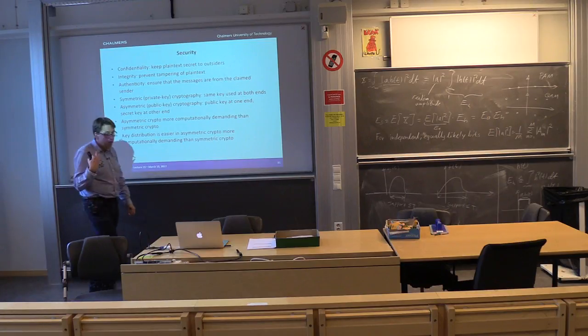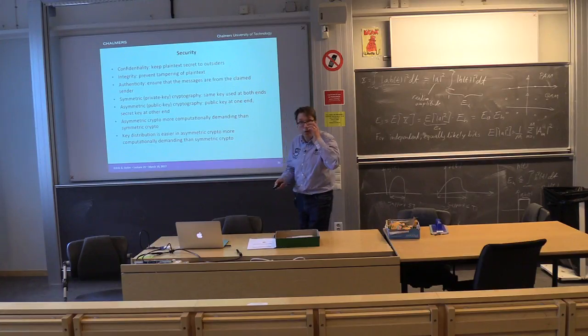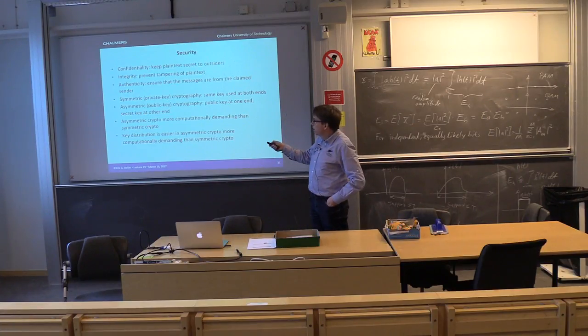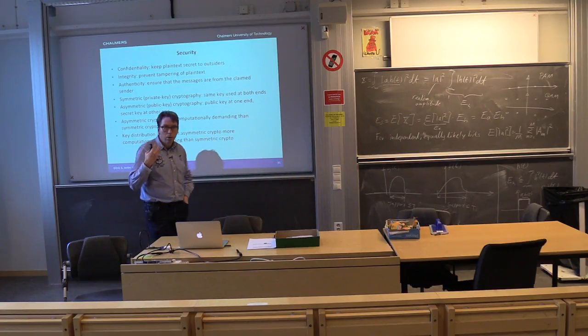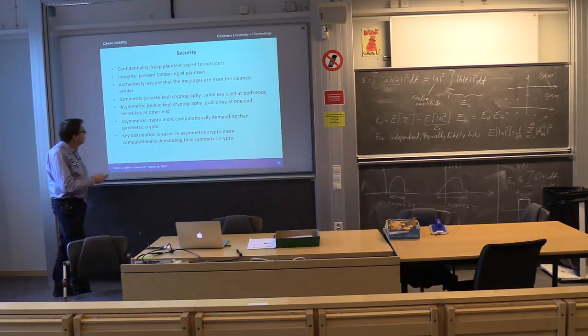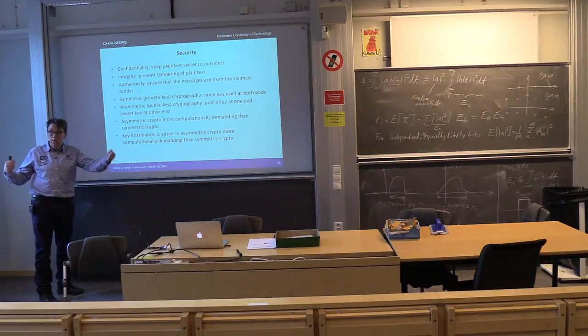Security, so this is the new part. We have three things that we would like, that we talked about: confidentiality, integrity, and authenticity. These are three properties that we would like to provide. So confidentiality is to keep the message or the plain text secret from outsiders. So if we have Alice and Bob, they want to communicate, then nobody else should be able to figure out what they do, not a single bit of the message.